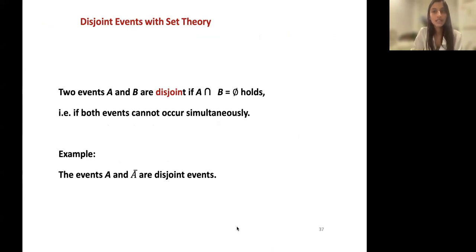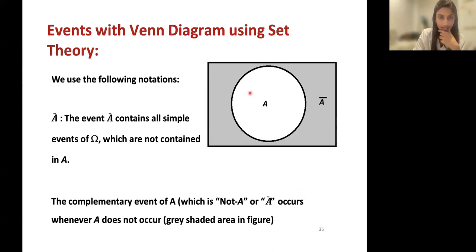And another term in set theory is disjoint events. Two events A and B are disjoint if A intersection B is a null set. So there's nothing common between A and B. That is called a disjoint set. Both events cannot occur simultaneously. So A and A complement are disjoint events. What is here is not here, and what is here is not here. So there's nothing common between these two, and that is an empty set. So these are disjoint events.